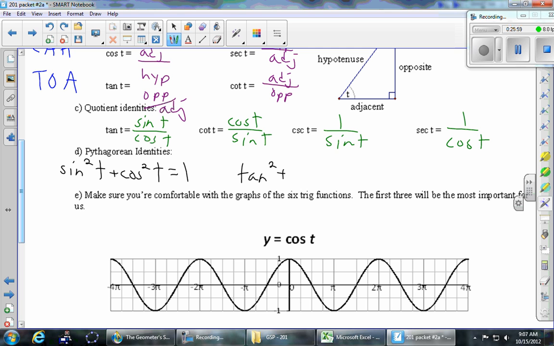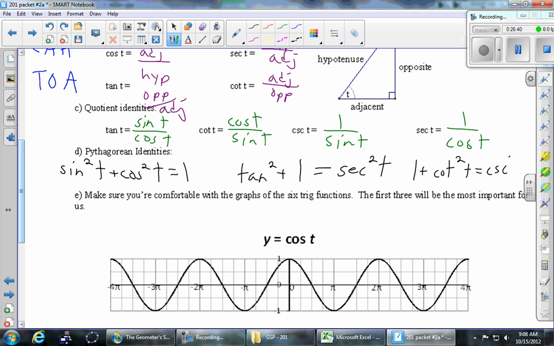Plus, if I divide this by cosine squared, what do I get? Plus 1 equals. And then we divide this one by cosine squared. Well, 1 divided by cosine is which trig function? The secant. So this is secant squared. And you get the other one by dividing everything by sine squared. So if you divide everybody by sine squared, you get 1 plus cotangent squared is equal to cosecant squared.